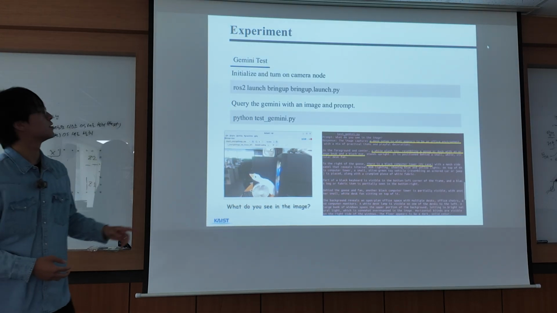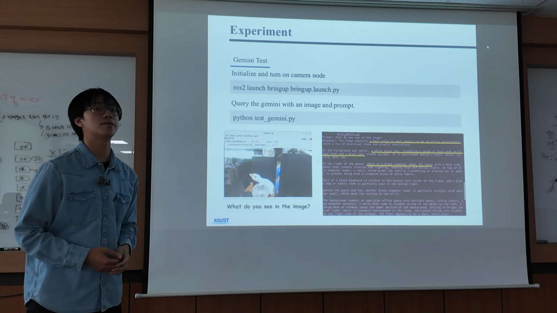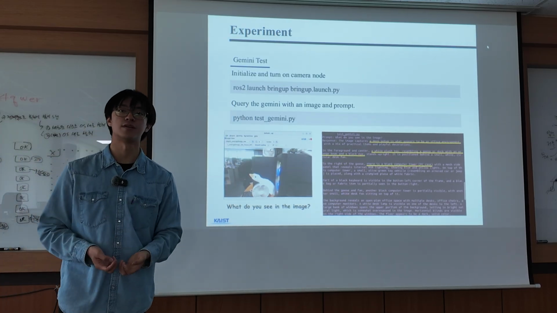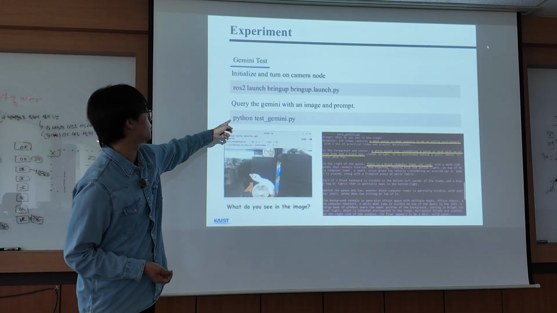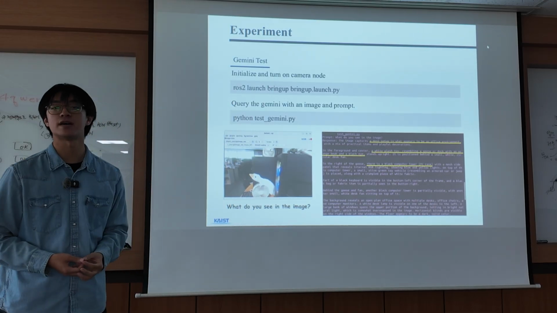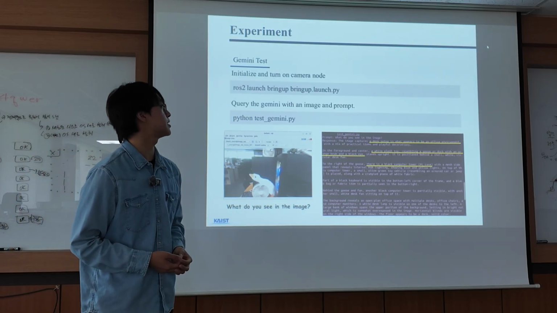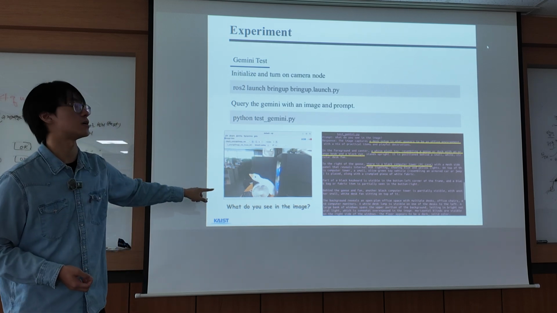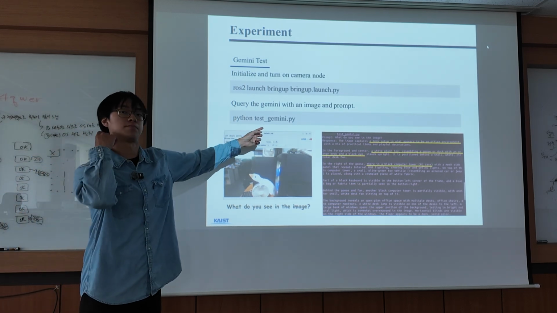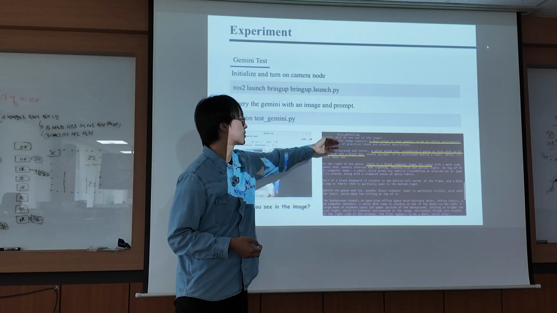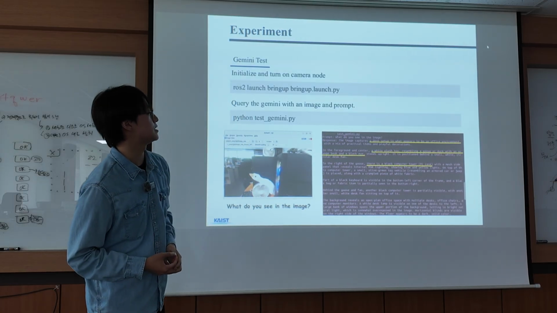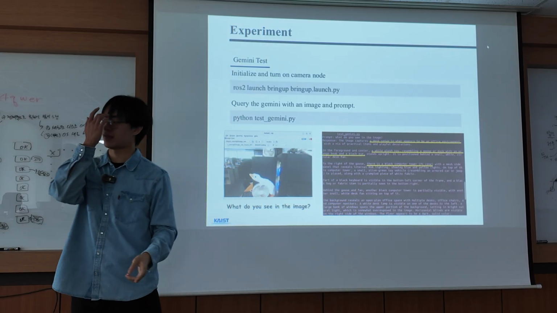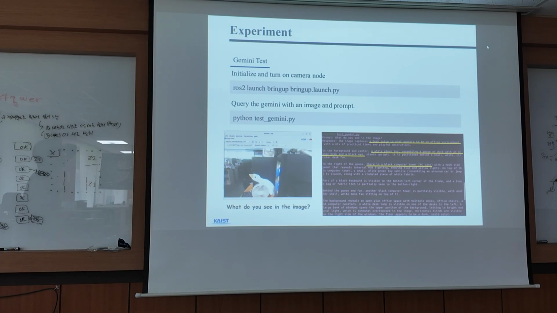And to test it, you can launch this camera node and also the servo motor node to run the camera and motor. And when you run this Python program, test_gemini.py, it will call Gemini with an image and a prompt. So if you have this kind of camera input, and then when you run this Python program, you may ask, what do you see in this image? Then Gemini will answer in the terminal as you would ask in the web browser.